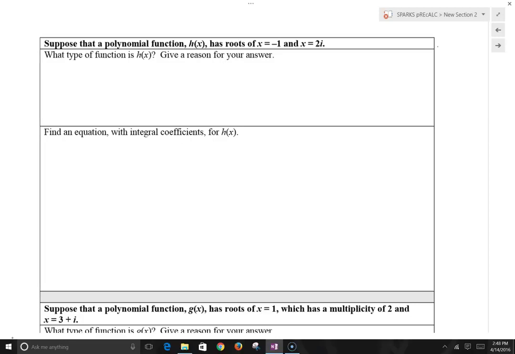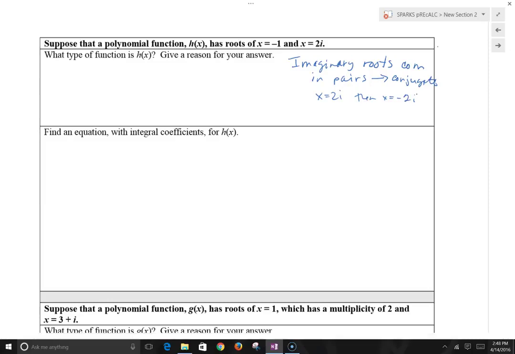However, if you recall, imaginary roots come in pairs. They're conjugate. Alright, so if x equals 2i is a root, then x equals -2i is also a root. So this function is at least a cubic.